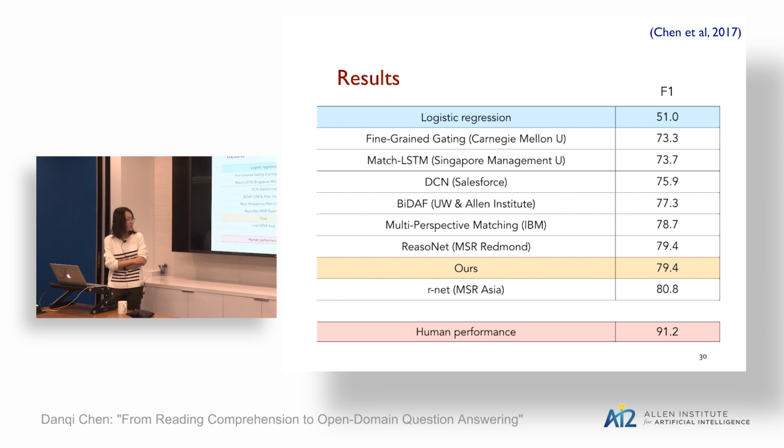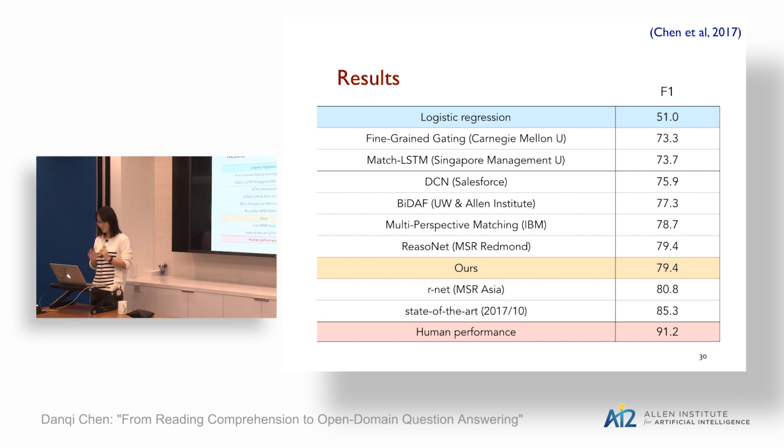When we developed this system in March, about 8 months ago, our system was pretty good. Just with this simple system, we were able to get a 79.4 F1 score on the Stanford question answering data set. But of course, the numbers keep growing, so we are not that good so far after 8 months. The state of the art on the Stanford question answering data set is about 85.3, so we are roughly 6 points behind. So what has changed in the last 8 months, and what can contribute these 6 points?